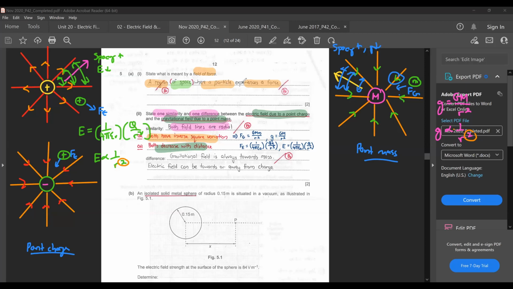All right. But the difference here between your point charge and your point mass is that the direction is different. Gravitational field will always be towards the mass itself. There's no other direction. It must always be inwards.